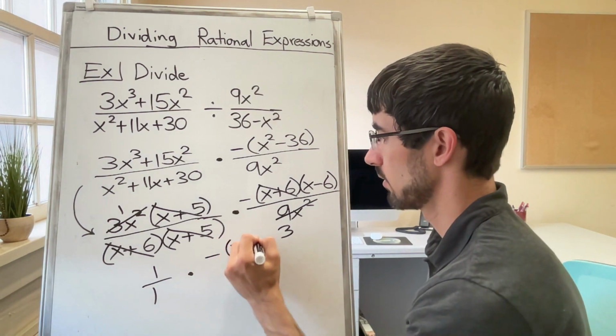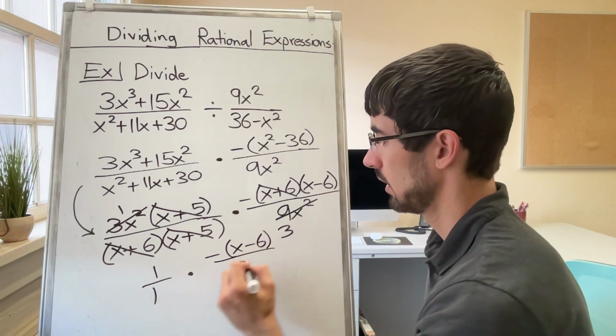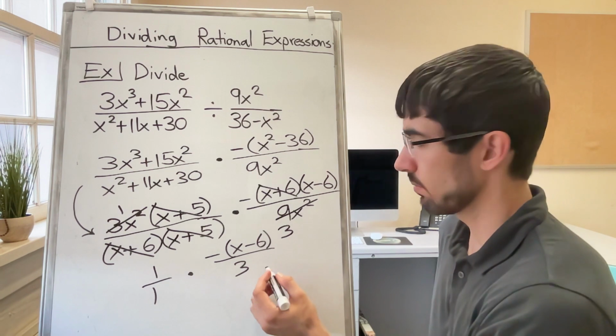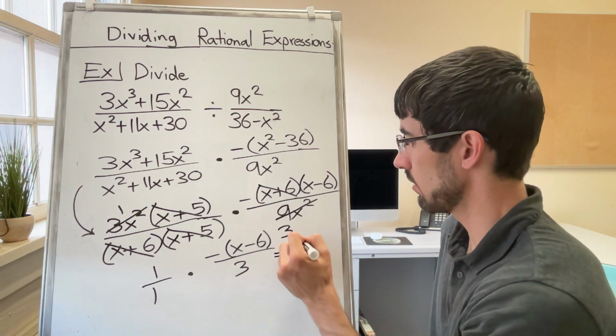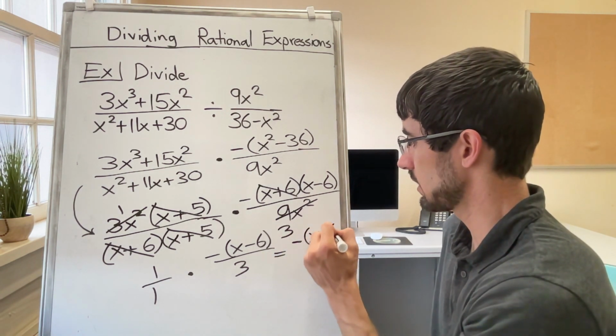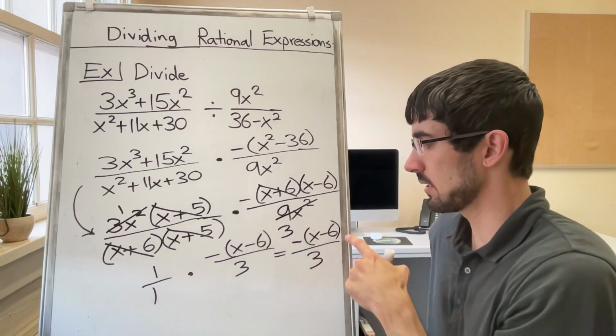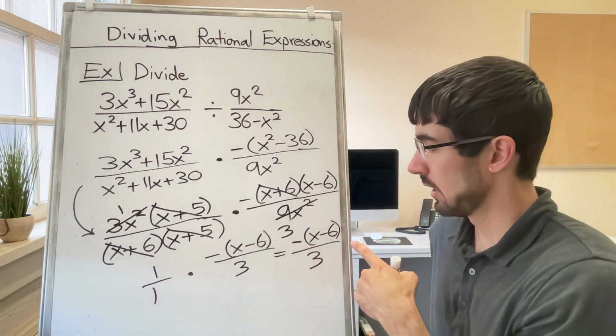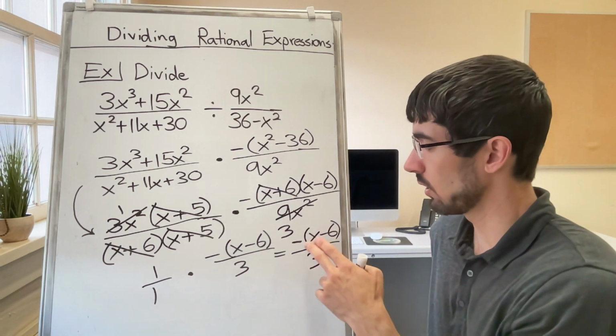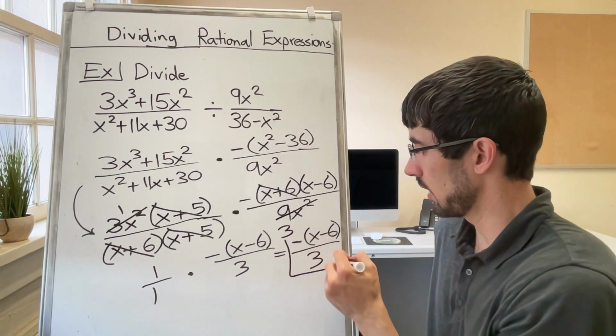So here's what remains in our terms, and we'll multiply across numerators and denominators, and we get the negative of x minus 6 over 3. Or you could have written this as 6 minus x if you distribute the negative sign and reorder terms. Either way is acceptable.